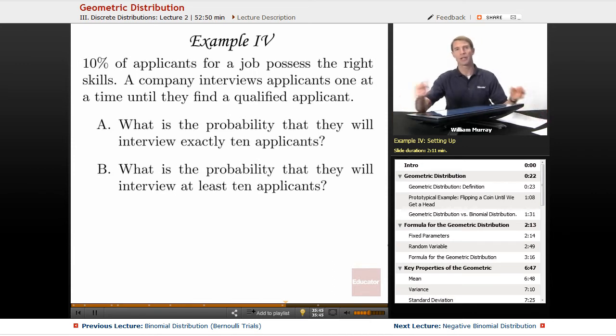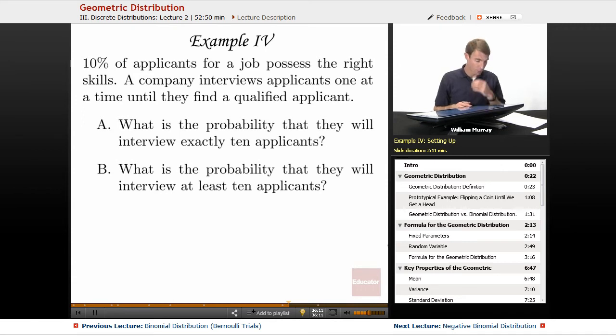So the company is just going to interview people over and over again until they find one person who's qualified for the job, and then they're going to hire that person. So we're asking here the probability that they will interview exactly 10 applicants, which essentially means that the first 9 people will be bums, and the 10th person is that qualified person, and they're going to hire the 10th person.